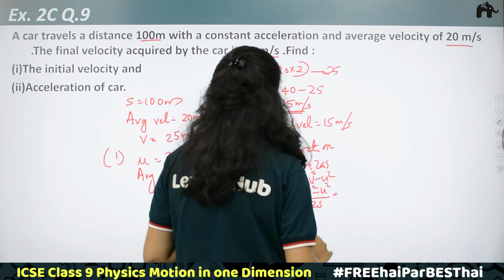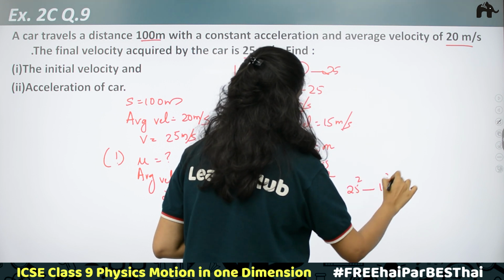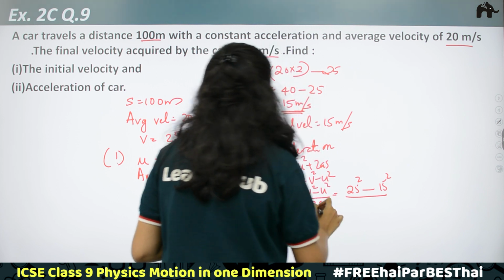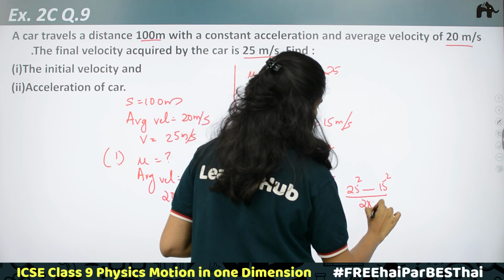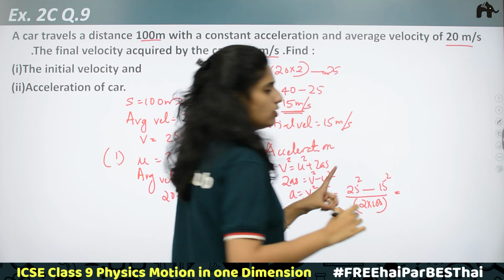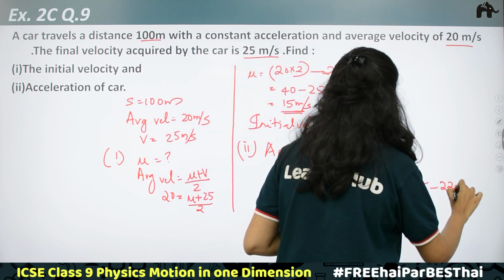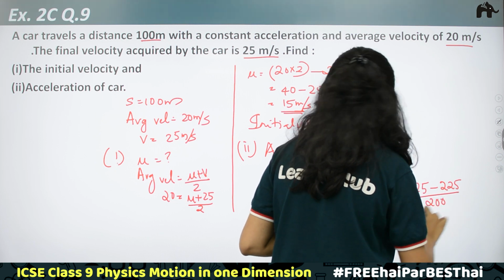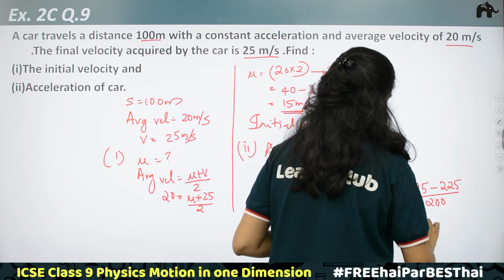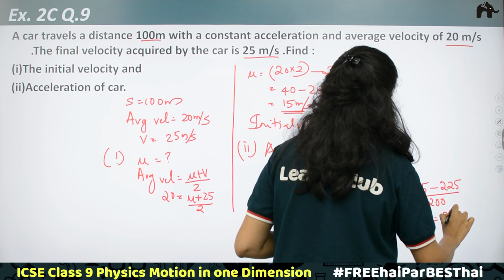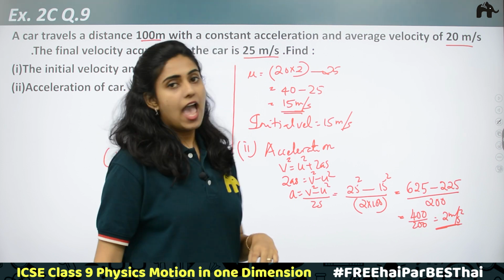That is v square 25 square minus u square 15 square divided by 2 into s. s is equal to 100 meters. 2 into 100. Which is equal to, what is 25 square? 25 square is 625. 15 square is 225 divided by 200. That is equal to 625 minus 225, you will be getting 400 by 200, which is 2 meter per second square. Okay, so 2 meter per second square is the acceleration.